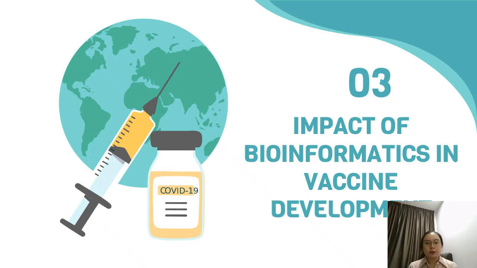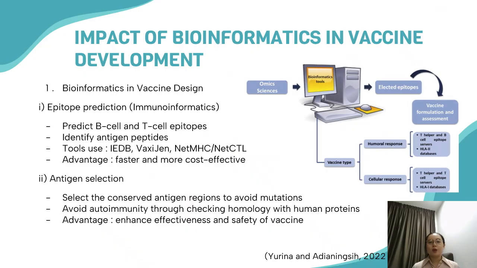Next, we will talk about the impact of bioinformatics in vaccine development. Bioinformatics is important in modern vaccine design and development. By using immunoinformatic tools such as the Immune Epitope Database (IEDB), the researchers can predict B cell and T cell epitopes directly from the pathogen genomic sequence, which can accelerate the vaccine delivery process.